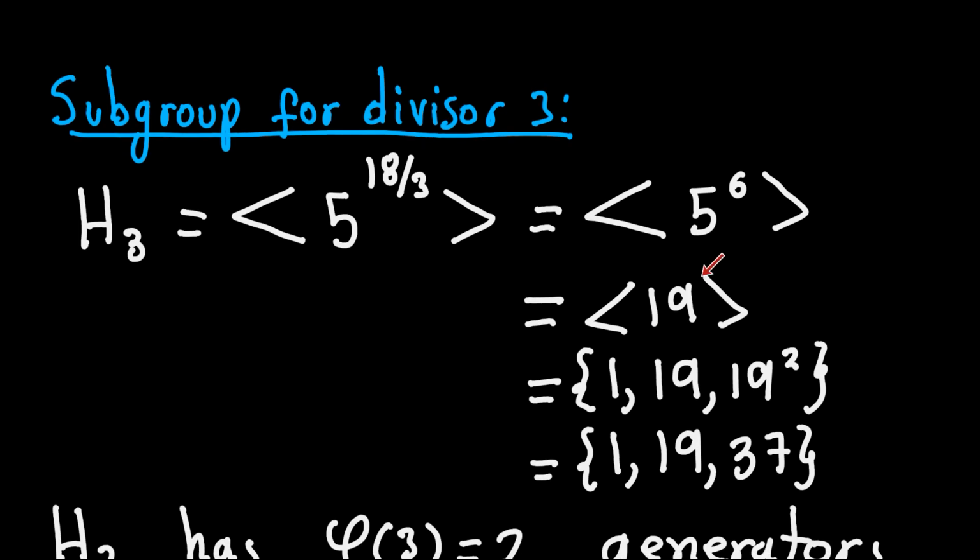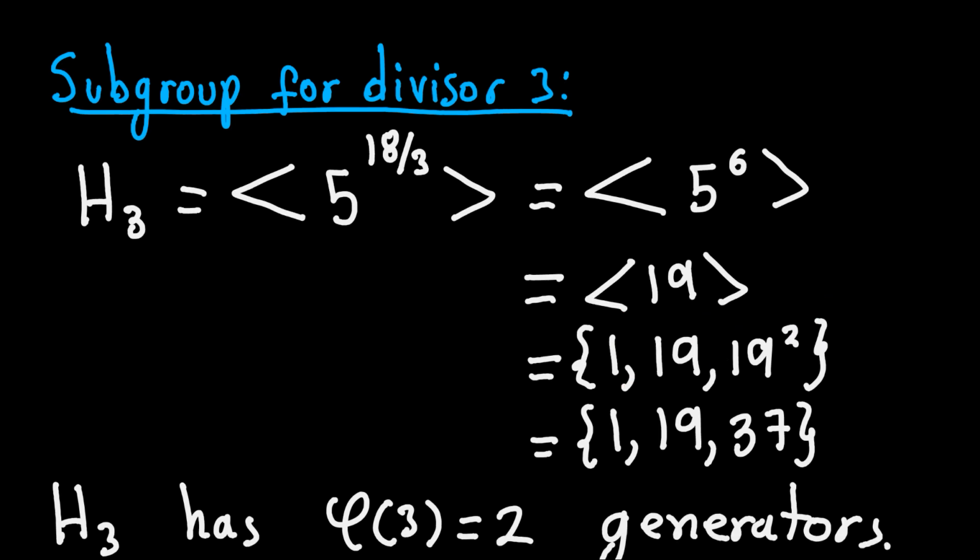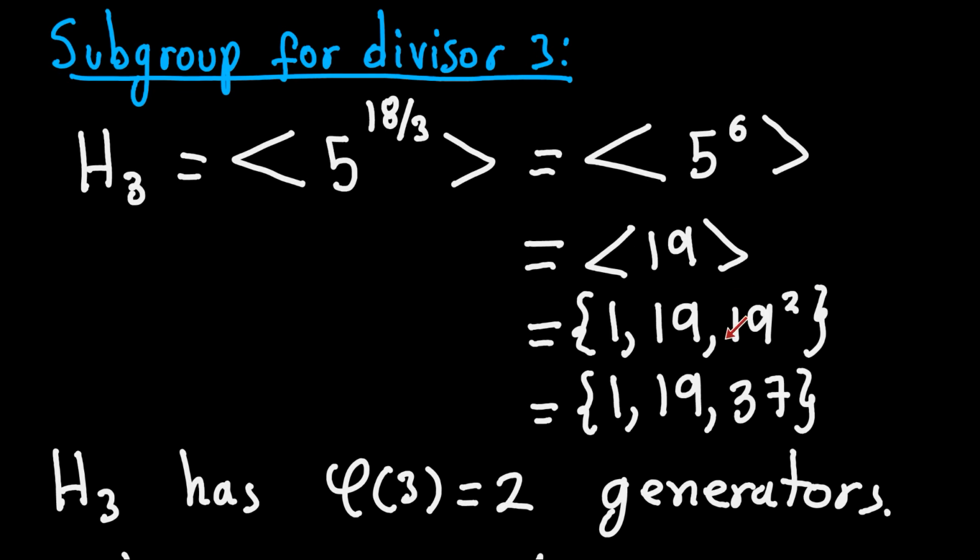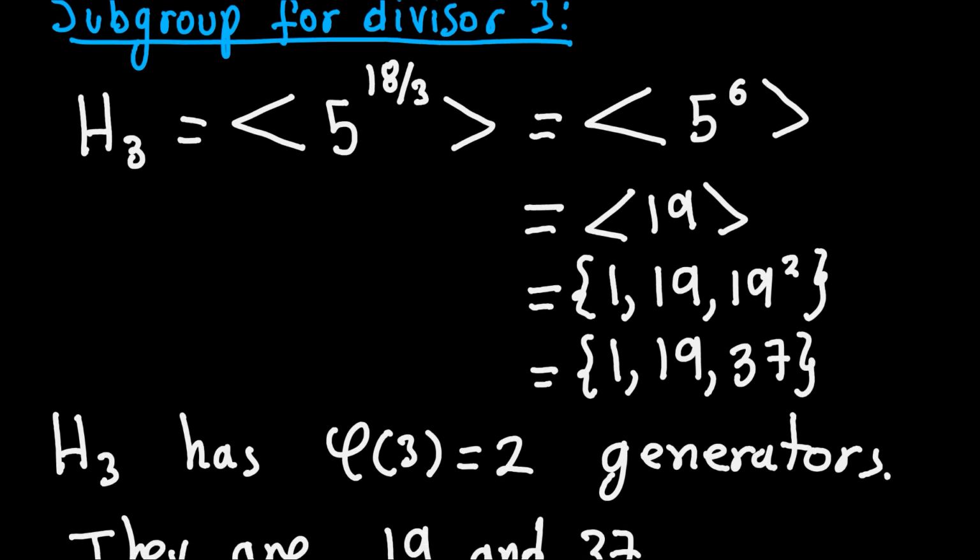You start taking powers of 19. We know we're going to get 3 elements. So 19 to the 0 power is 1, then to the first power, to the second power. That will be all the elements. And then you simplify here. 19 squared is 37. That's modulo 54.